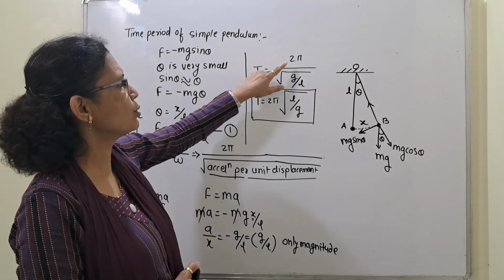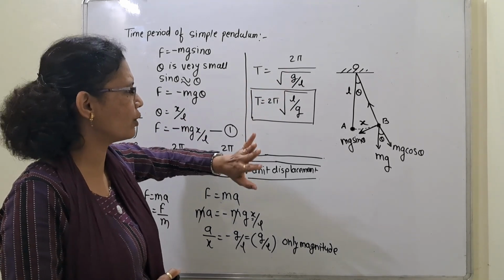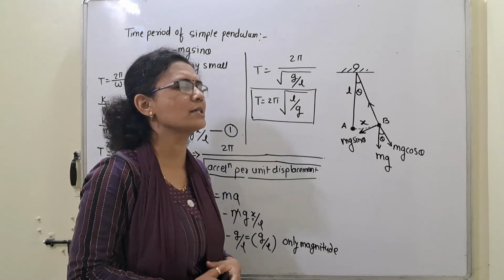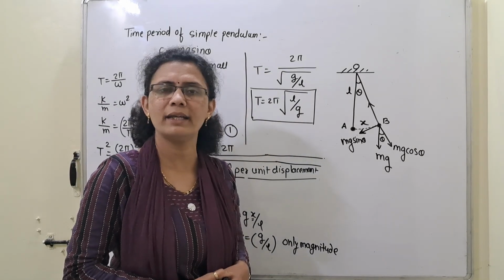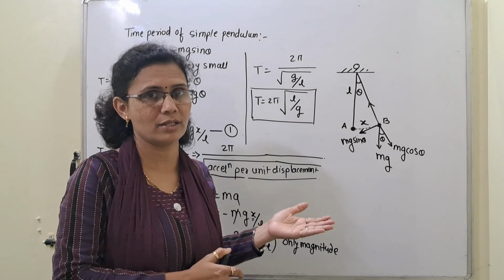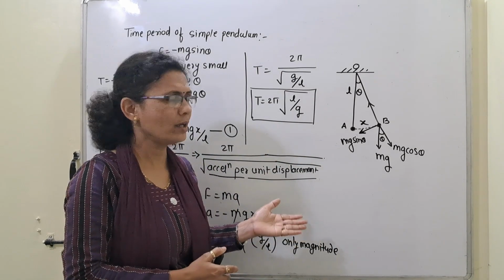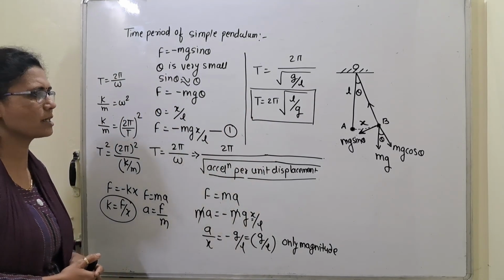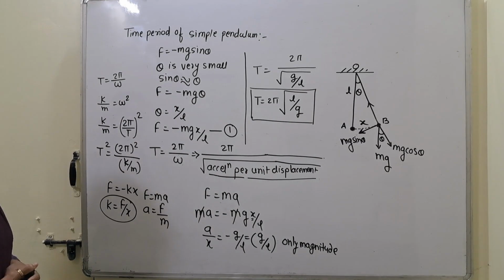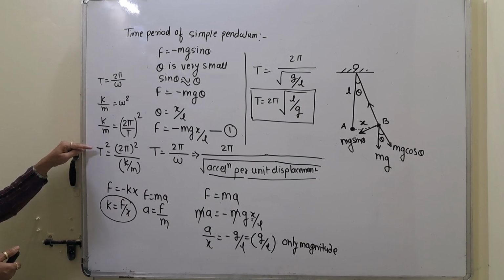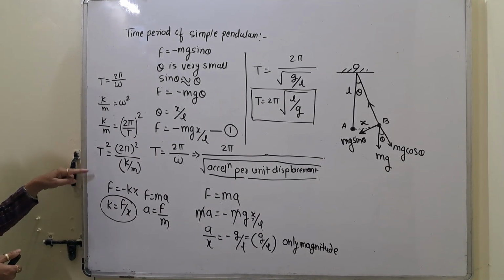So T is equal to 2 pi upon under root g upon L. If we cross multiply, the formula becomes T is equal to 2 pi under root L by g. Actually, you know this formula from 11th standard, but the derivation is now. So T is equal to 2 pi under root L upon g. This is the formula for time period. You can take a screenshot also. From this screenshot, you will get the idea for that acceleration per unit displacement.